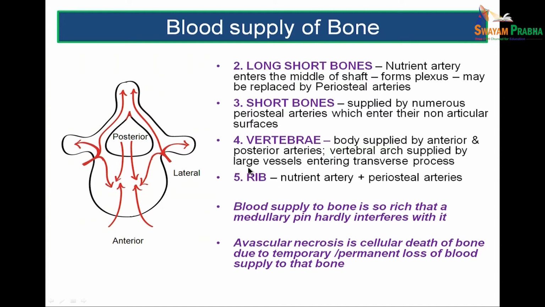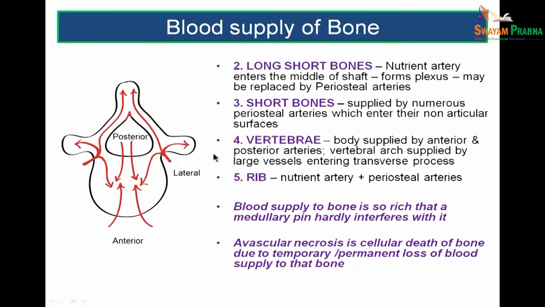A rib will also have a nutrient artery as well as periosteal arteries. Remember that blood supply to a bone is always very rich because bone always has active growth and active remodeling throughout life. Putting a medullary pin into the medullary cavity in a fractured bone does not interfere in any way with the blood supply to a bone because you have seen the amount of blood supply to a bone and the various vessels which contribute to this blood supply.